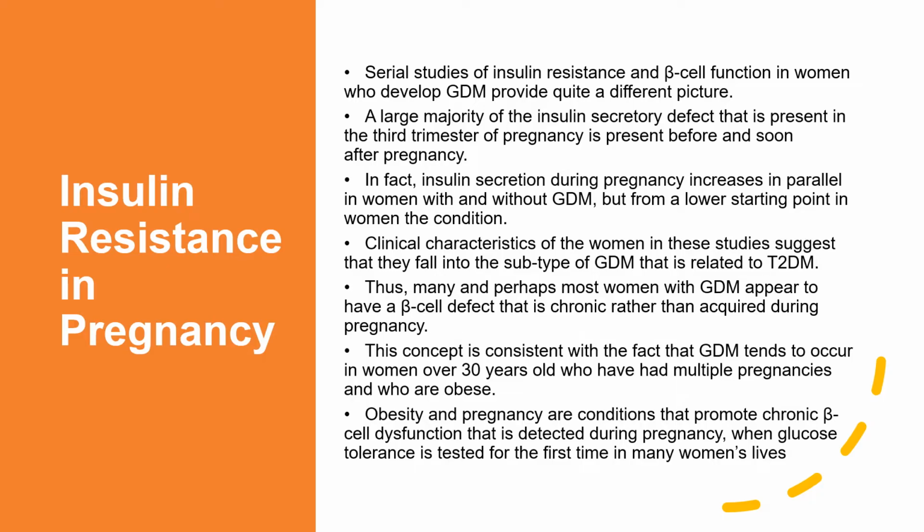This concept is consistent with the fact that GDM tends to occur in women over 30 years old who have had multiple pregnancies and who are obese. Obesity and pregnancy are conditions that promote chronic beta cell dysfunction that is detected during pregnancy when glucose tolerance is tested for the first time in many women's lives.